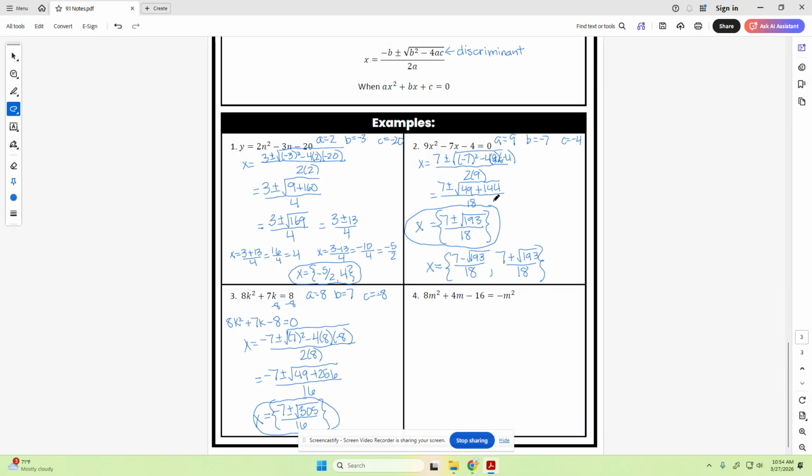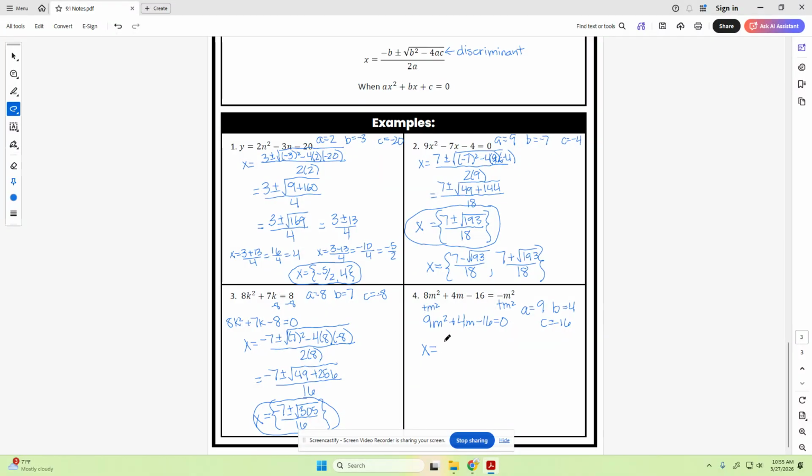All right, last example. This one's more complicated. When I look at this, I see I have m squared in two different places. I'm going to need to do some combining of like terms. I'm going to add m squared to both sides, adding it to the 8m squared since they are like terms. So I have 9m squared plus 4m minus 16 equals 0, which means I have an a value of 9, a b value of 4, and a c value of negative 16. So those are the values I'm plugging in to the quadratic formula.